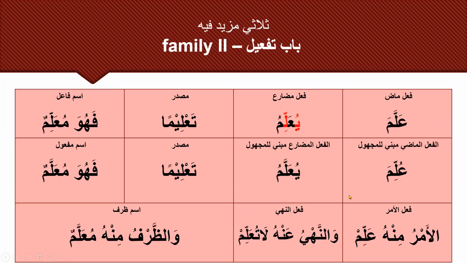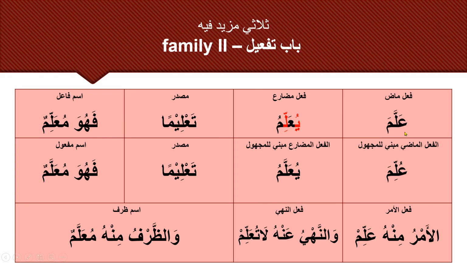Now let's start with family 2, inshallah. So, Bab Taf'il from the masdar. Okay? So, fi'l madi is Allama, fi'l mudari, Yu'allimu. Please note the red highlighted parts. Yu'allimu, masdar Ta'liman, ism fa'il, fahuwa Mu'allimun. Allama: ain lam mim. This root means to teach. To teach. Allama, because you know that this is fi'l madi, means he taught.